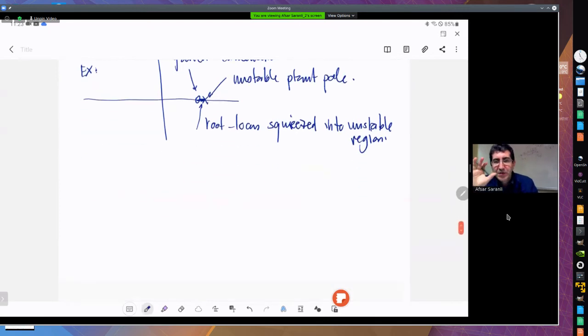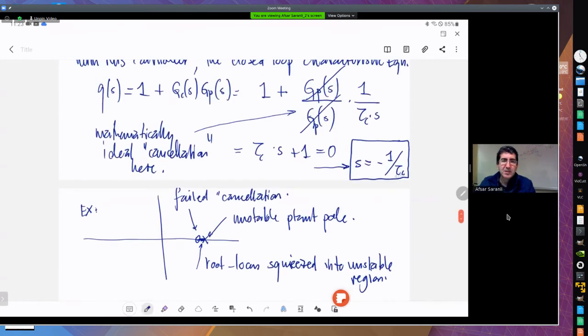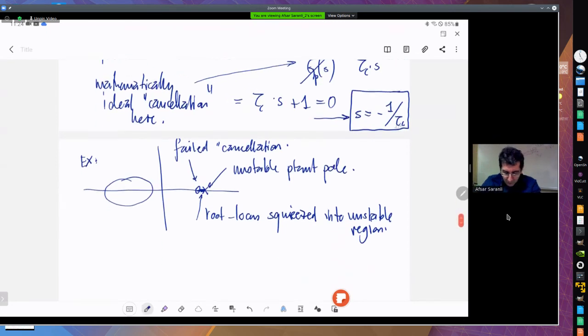So this is one of the implications of this ideal cancellation. But still, this direct design is based on this idea. But for example, if this cancellation was happening on the left half plane, that's not that much of a problem, because yes, you will have some change in where the root locus will be squeezed to, but the system will still work. It would still be a stable system. Okay. All right.